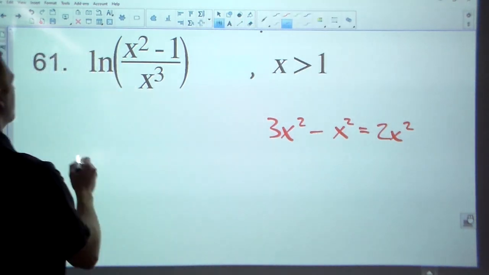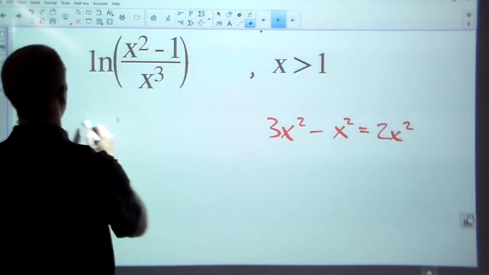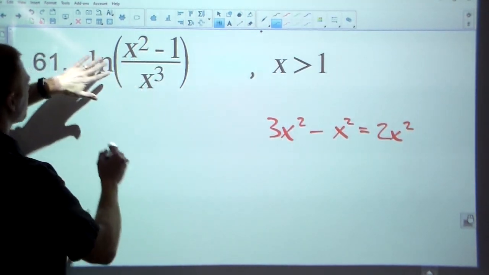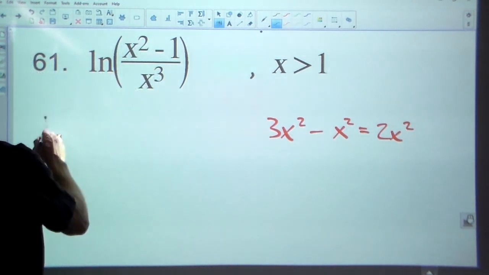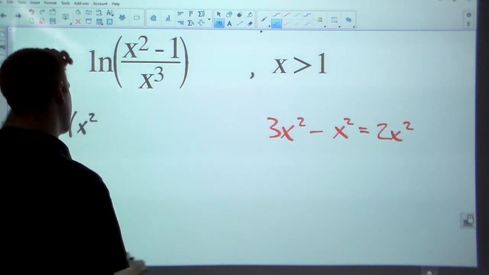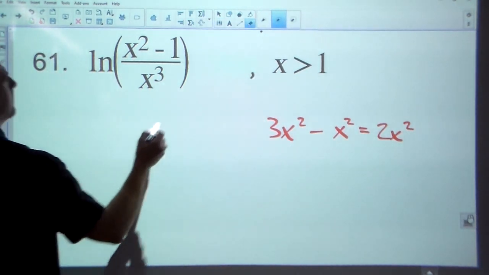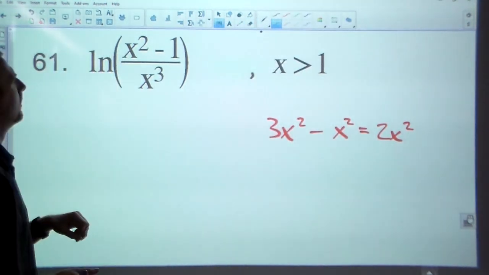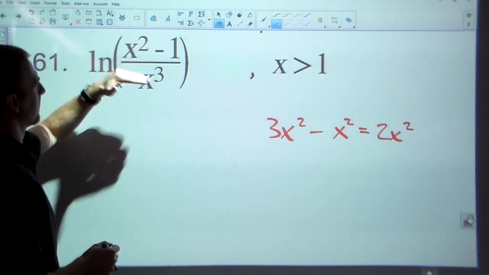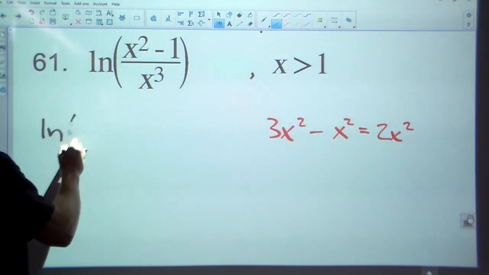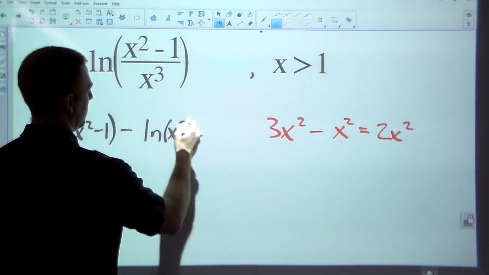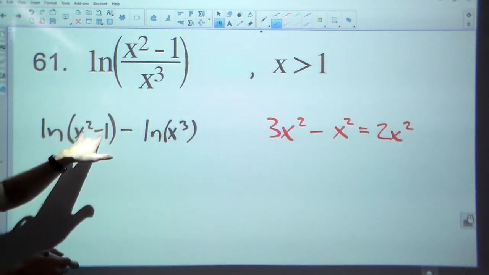So the correct way to look at this, let's go back. I usually use red when it's a mistake, so let's not do that. These two pieces here are divided. So that means I can take log of this piece minus log of this piece. So log of x squared minus 1, minus log of x cubed. This one's sometimes kind of sneaky.